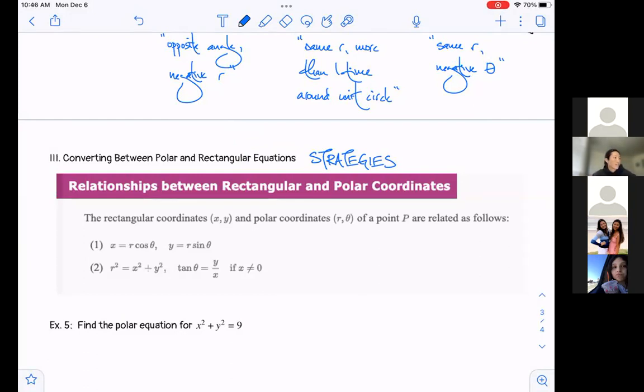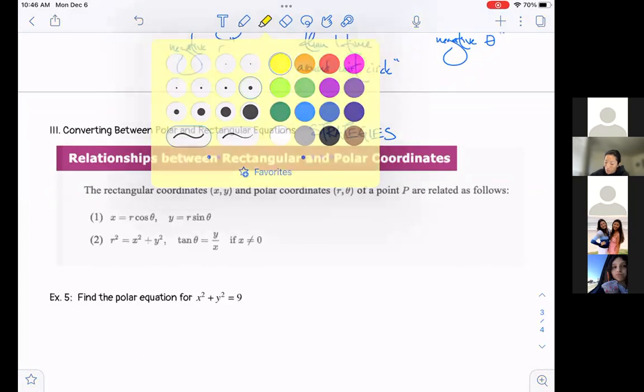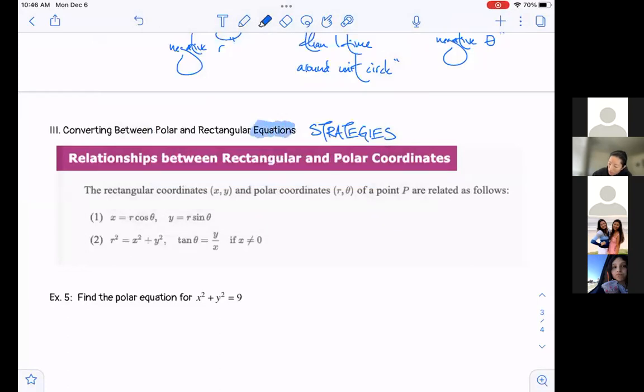Great. All right. So before break, we took a look at polar coordinates and converting between polar and rectangular coordinates. And now we're going to take a look at, in particular, converting between polar and rectangular equations. That would be the key difference here.